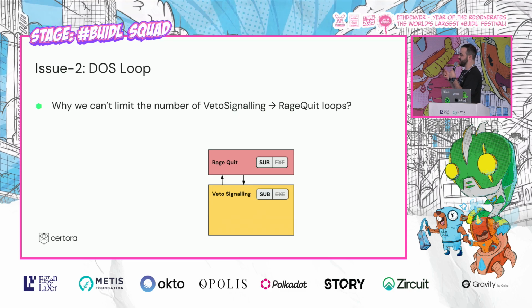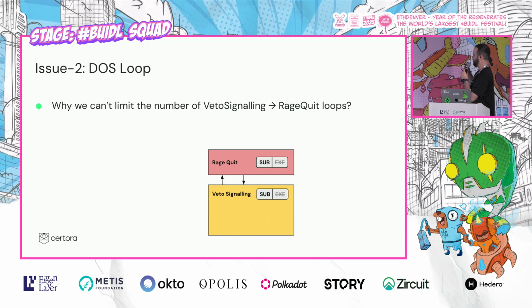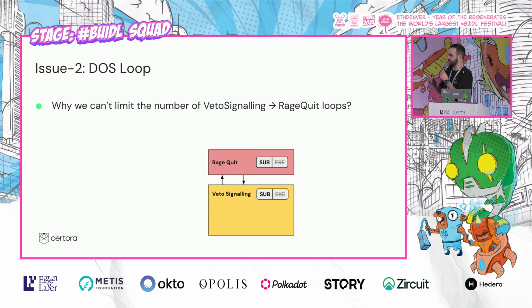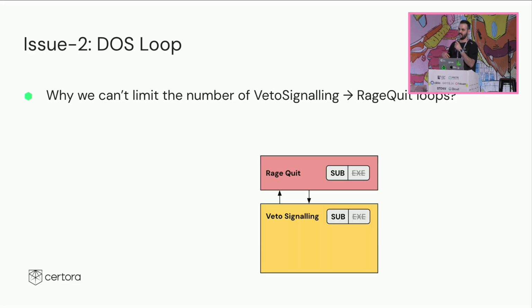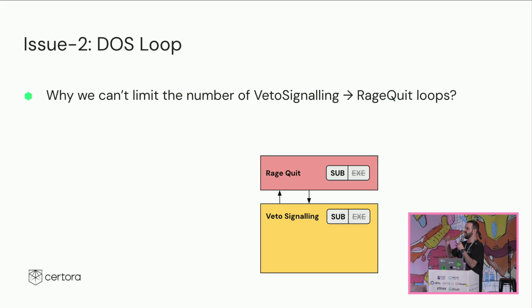So why do we want to allow this? Maybe we are able to limit the number of iterations between veto signaling and retreat. Let's say a final number n of iterations from veto signaling to retreat, and after that, we are not allowing this to be a non-execution state. So why do we need to allow this? Let's see, what if we limit the number of iterations?